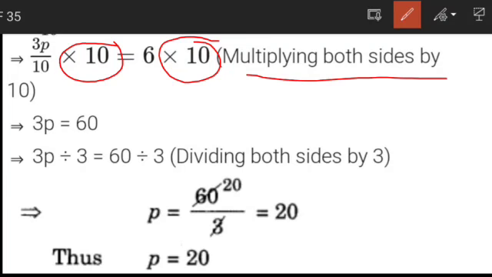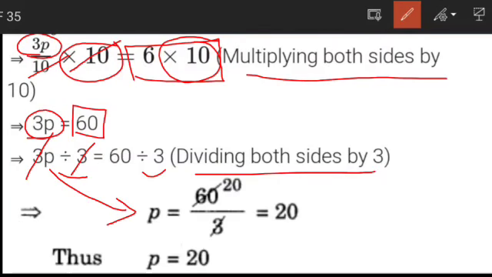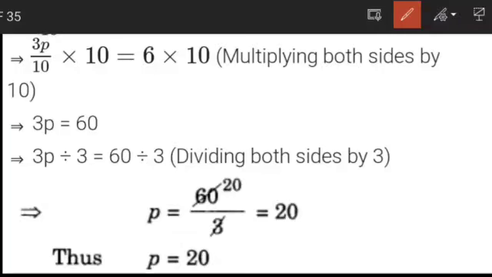We will write this. Then this 10 and this 10 get cancelled. So what is remaining here? The remaining one is only 3p, and when you multiply 6 and 10, you'll get the answer 60. Now it's multiplication by 3, so we will divide by 3 on both sides. You can see we have written here. This 3 and this 3 will get cancelled. So the remaining p will come down, and you divide 60 by 3, you get the answer 20. So in this manner, you also get the value of p as 20.